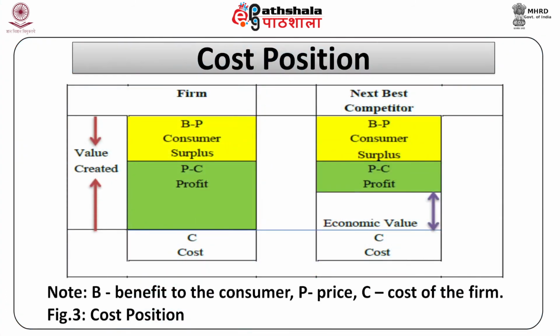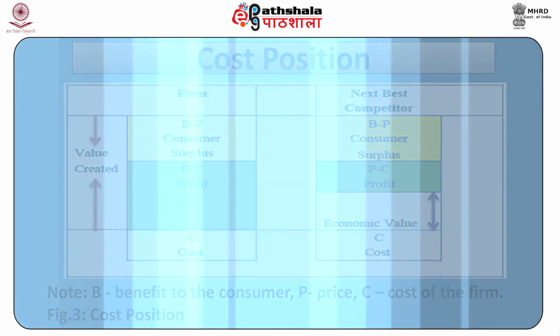Figure 3 states that with a cost position, the firm creates the same benefit for the consumer as does its competitor, but it does so at a lower cost. Thus, the firm has created more value for the society.